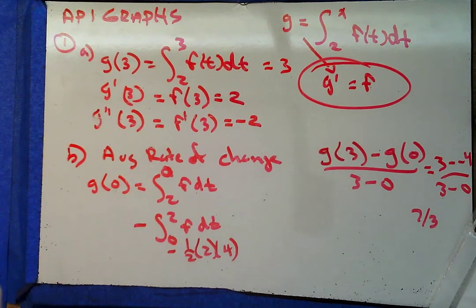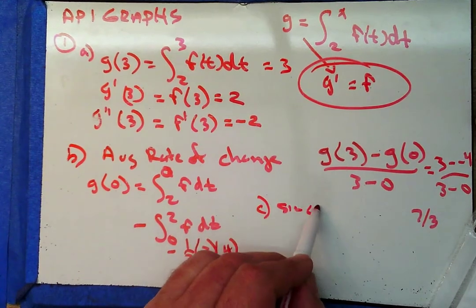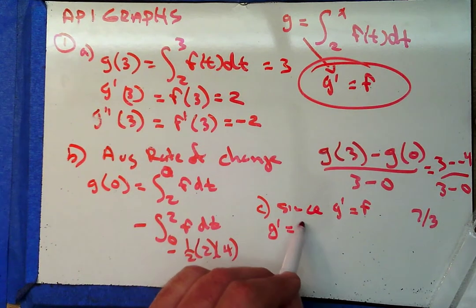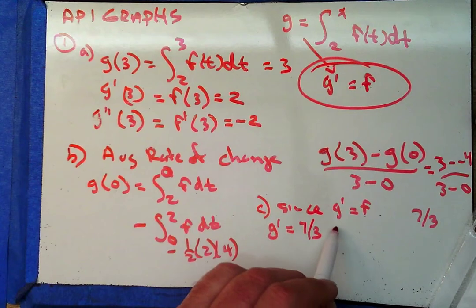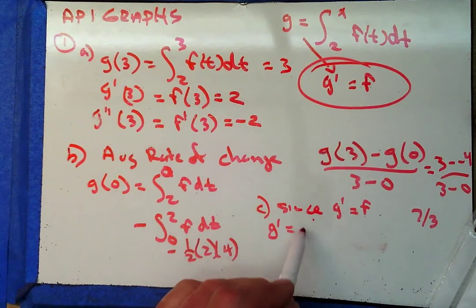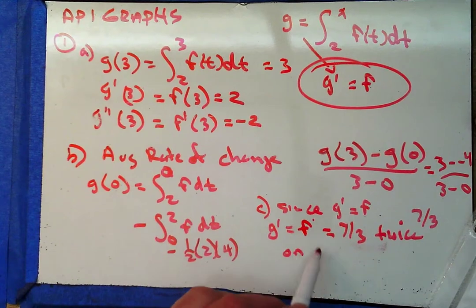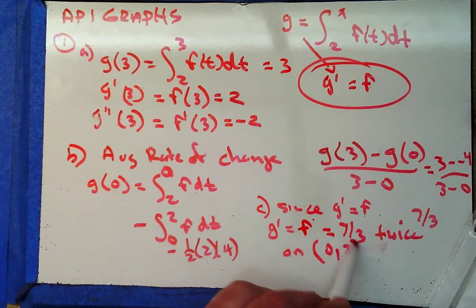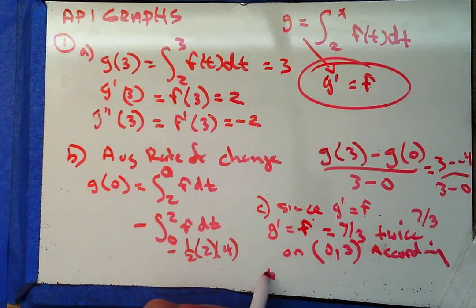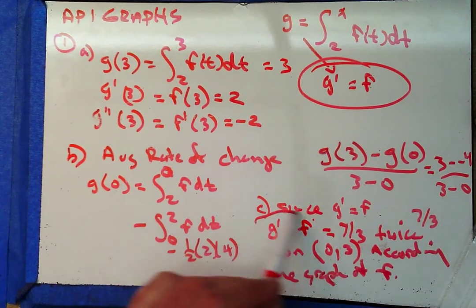And explain your reasoning. Well, I would write what I just said, which is that since g prime equals f, g prime equals 7/3 happens when f equals 7/3, twice on 0 to 3 according to the graph of f. They're really looking for me to make that connection.